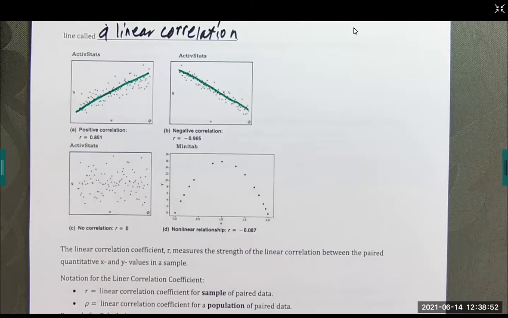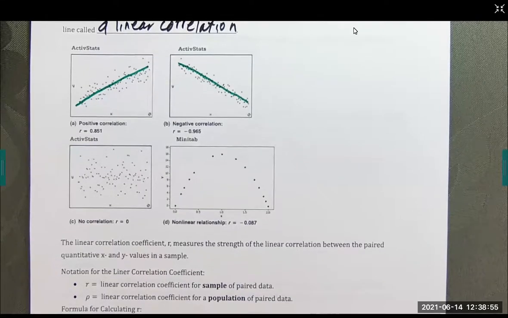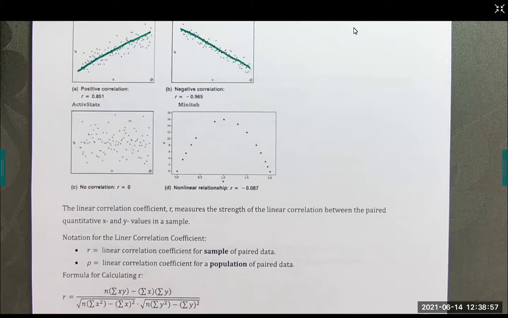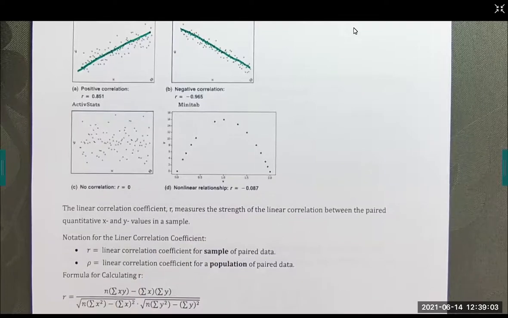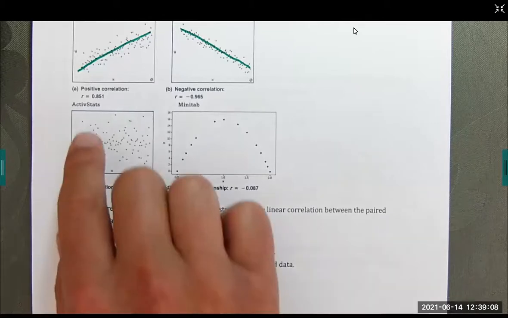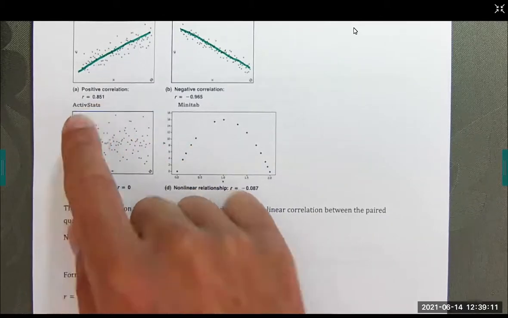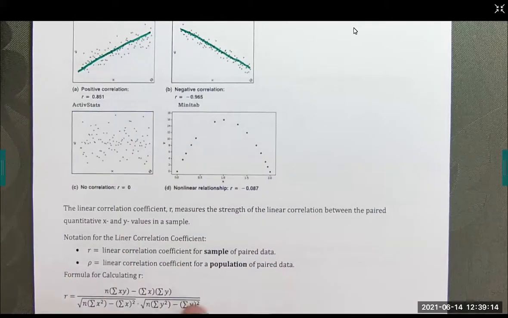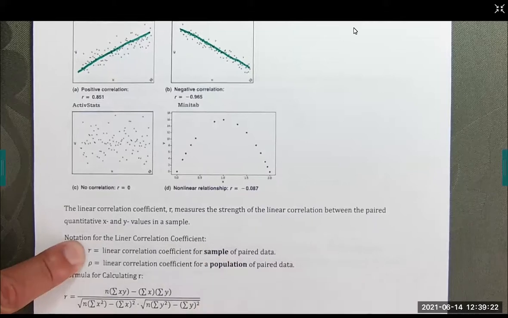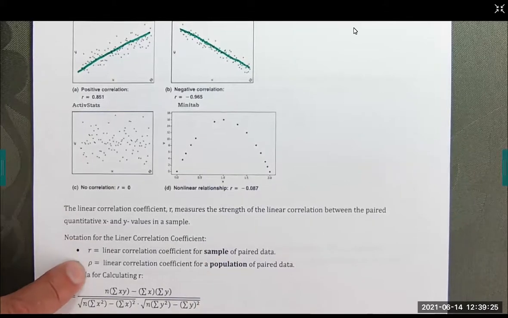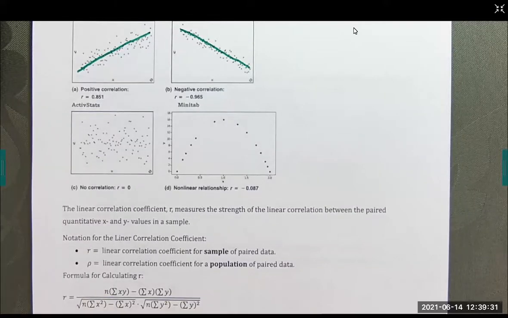Now I want to point out we have something called the linear correlation coefficient, represented by R, and it measures the strength of the linear correlation between the paired quantitative X and Y values in a sample. Here is how you calculate it, which we won't do, because our calculator does all that for us. Some notation: R is the sample linear correlation coefficient, and rho, a Greek letter R, is the true linear correlation coefficient for the entire population.